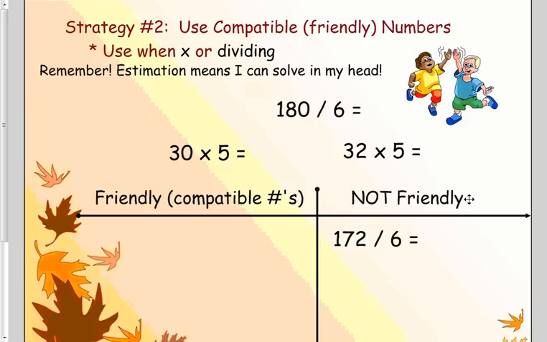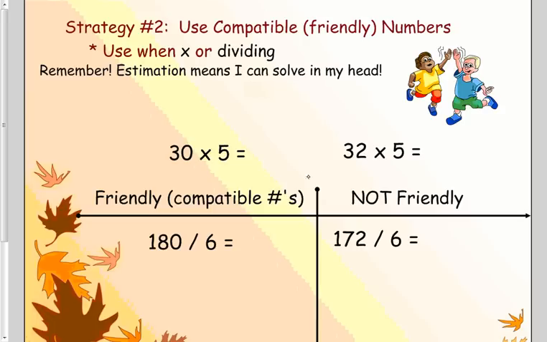Friendly or compatible means that it works really nicely. I can do it in my head. Let's try this next one. How about 180 divided by 6? That I can do in my head. 6 goes into 18 3 times, and then I add that 0. So I'm going to call that friendly or a compatible number problem.